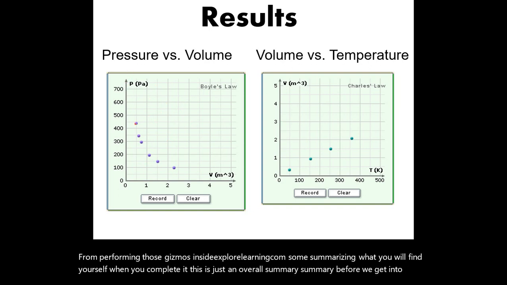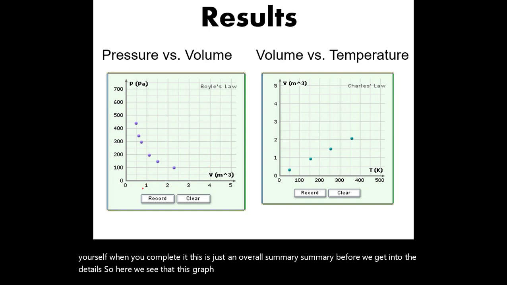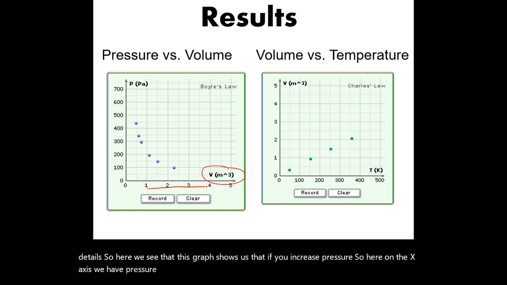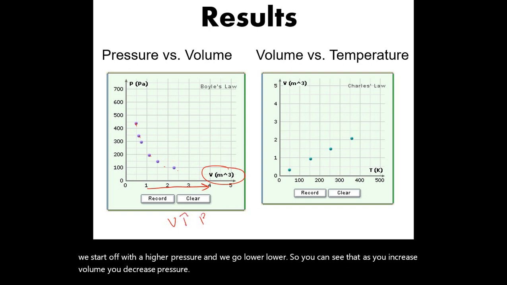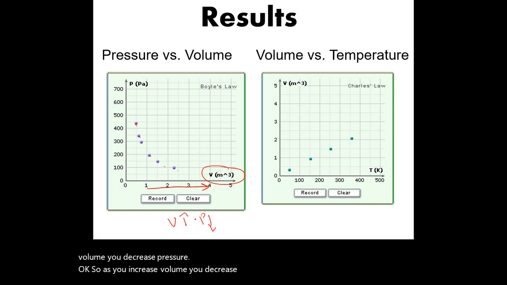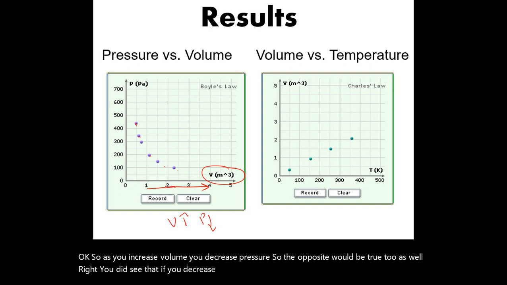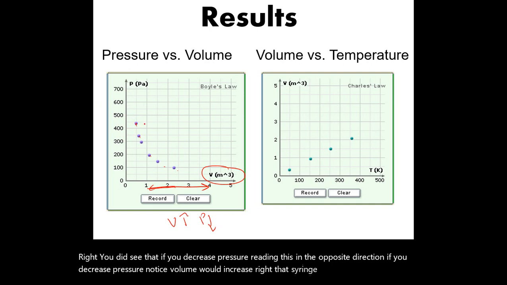Here this graph shows us that on the x-axis we have volume. If you increase volume, what happens to pressure? We start off with a higher pressure and go lower and lower. So as you increase volume, you decrease pressure. The opposite is true as well: if you decrease pressure, reading this in the opposite direction, volume would increase. That's the syringe thought experiment I referred you to at the very beginning.